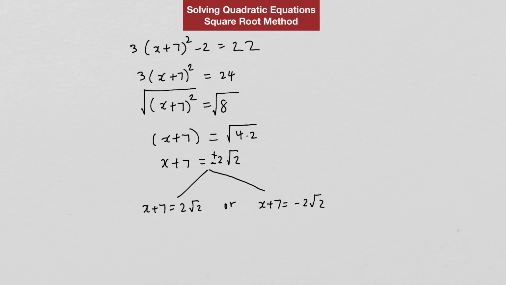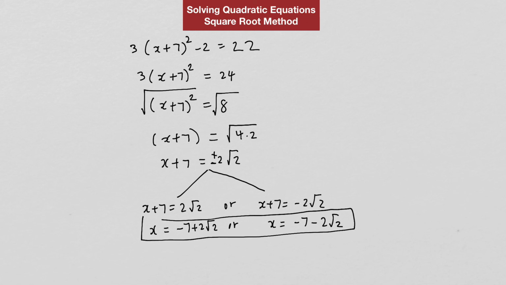Okay, now in both cases we're going to need to move this positive 7 over to the other side, and to do that we need to subtract 7 from both sides. Okay, same thing here, we need to move the 7 to the other side, and we're going to subtract 7 from both sides, and when we do, we get x is equal to negative 7 plus 2 square root of 2, or x is equal to negative 7 minus 2 square root of 2. Okay, and that is our answer.